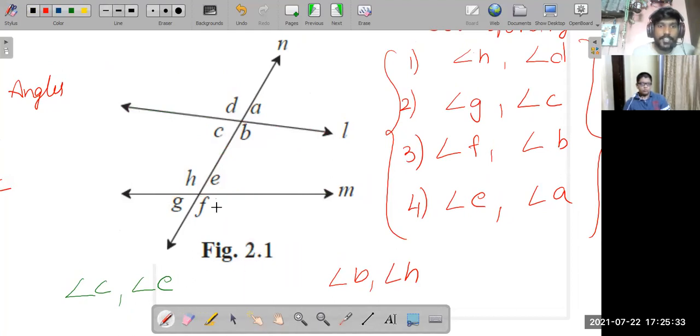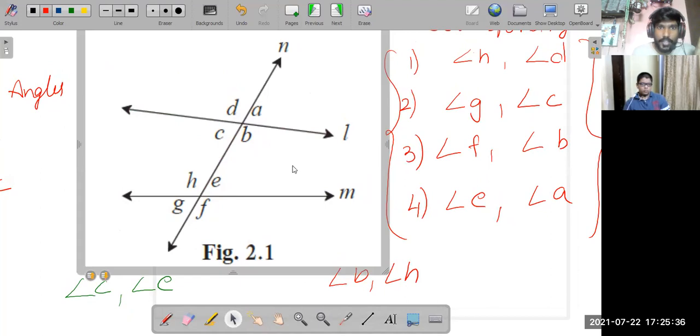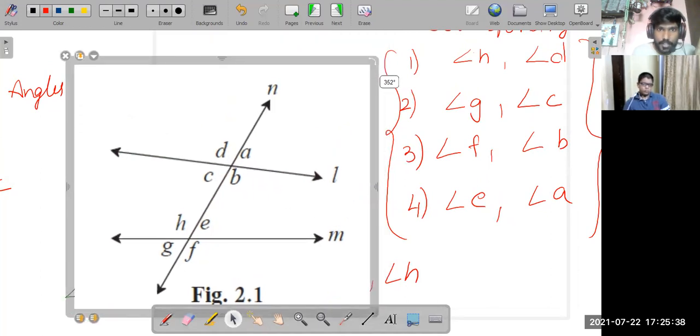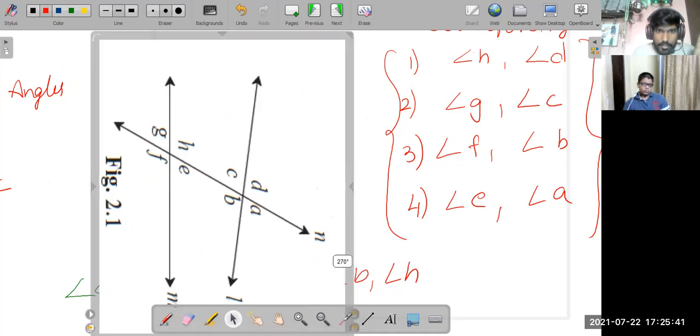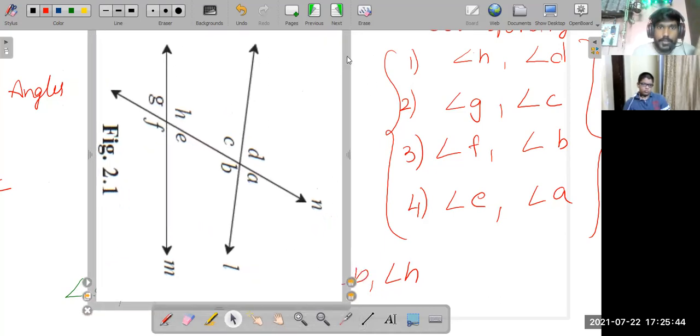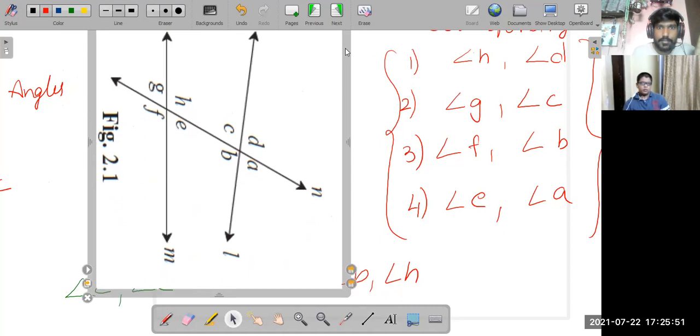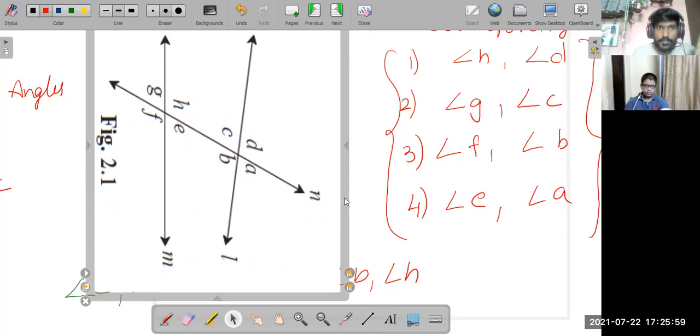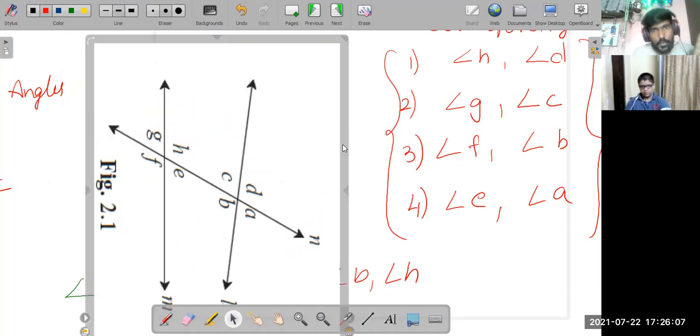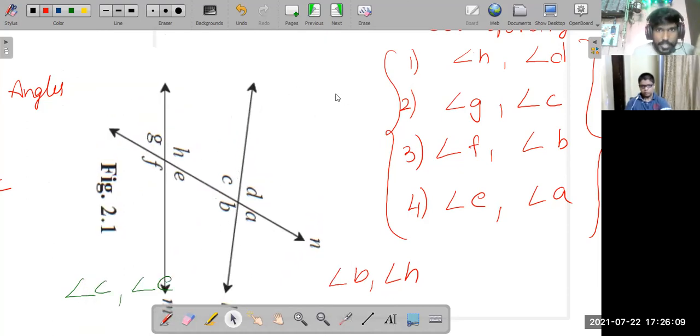See, if I tilt this figure, just for you to identify, I'm just tilting this figure, okay? Now, is it possible to identify? No? Yes, sir. Okay, which one? Angle D and angle F and angle A and angle G. I think this I can do without tilting also. We can.